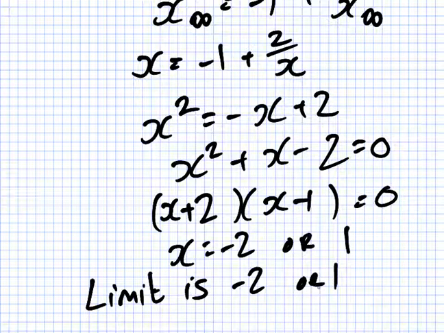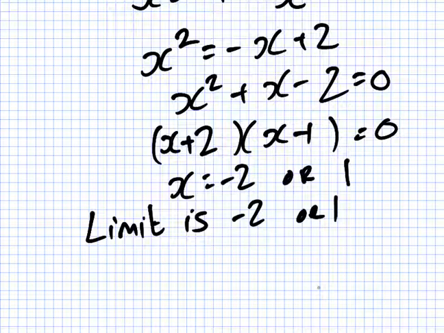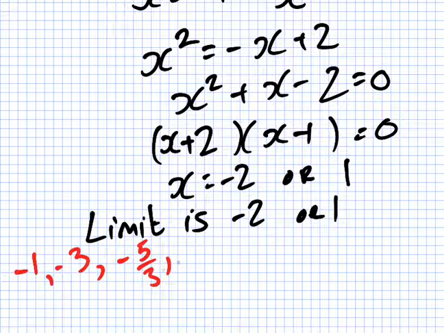Now we need to calculate some terms to decide which one to take. So just taking out the calculator here. Let's see, so the first term we know is minus 1. And if I put minus 1 into the formula, minus 1 plus 2 over minus 1, I'd get minus 3. And then if I put minus 3 in, I get minus 5 over 3. And then minus 11 over 5.